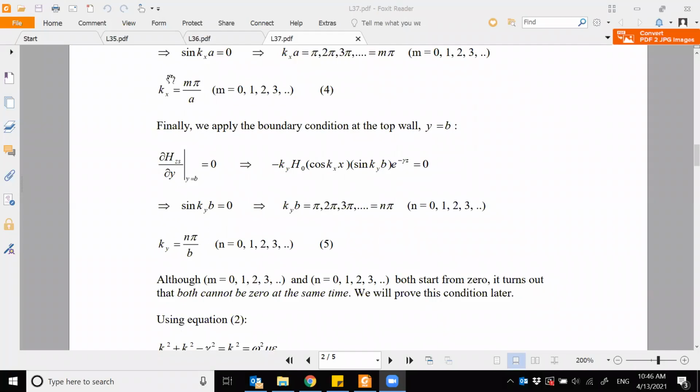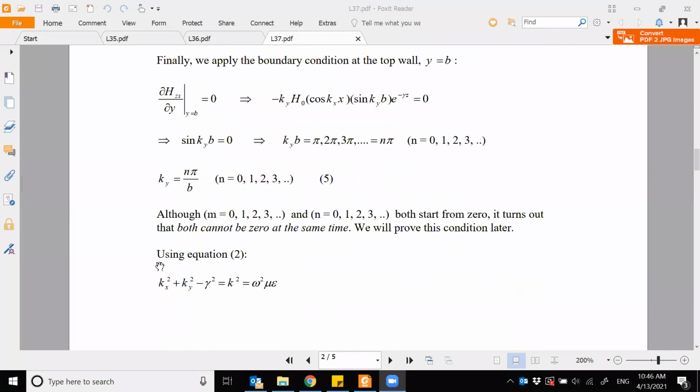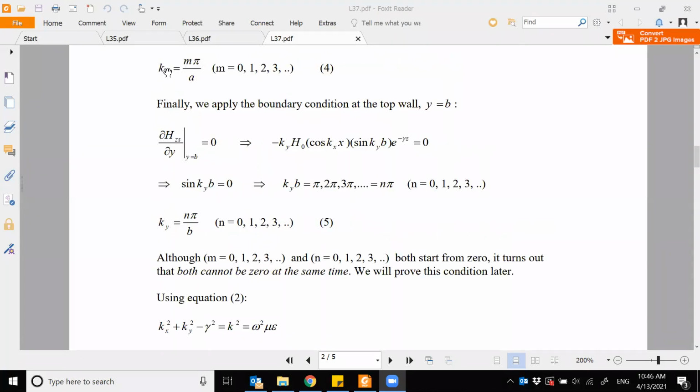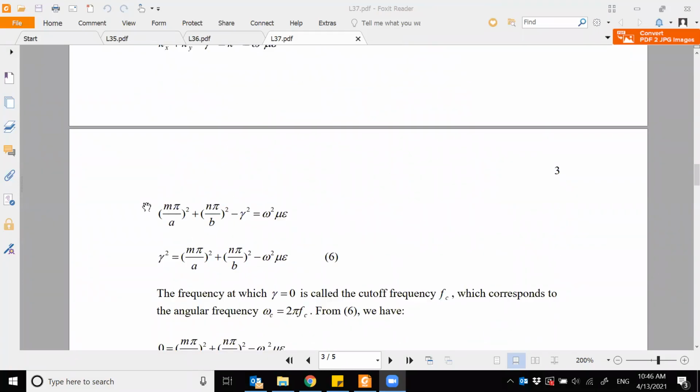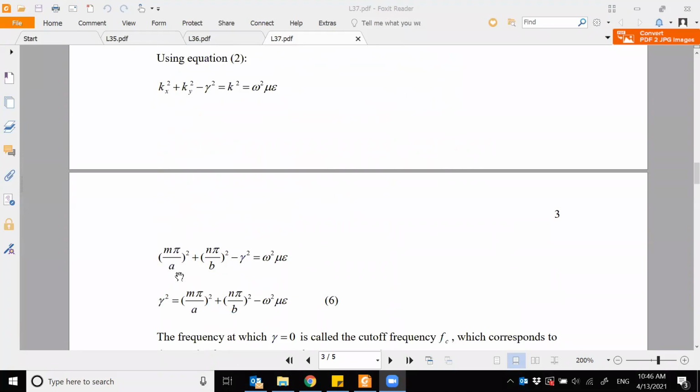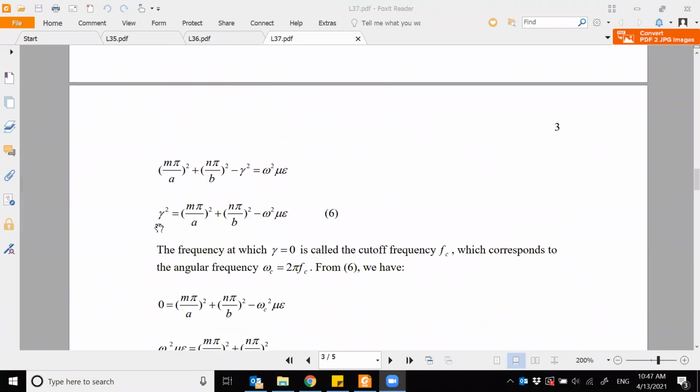So now we got kx and we got ky. We already have this equation from our previous discussion, which is kx square plus ky square minus gamma square is equal to k square, when we use the separation of variables. So here, if I substitute kx square is m pi over a square and ky square is n pi over b square, then from here I can get gamma square is m pi over a square plus n pi over b square minus omega square mu epsilon.